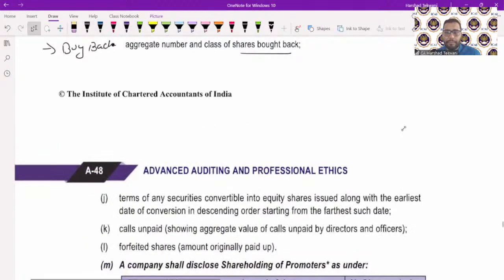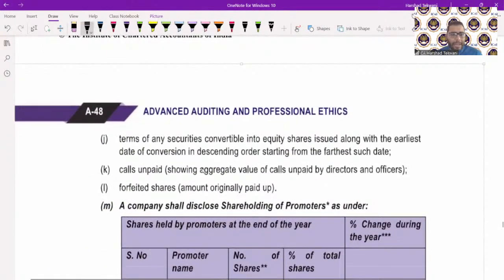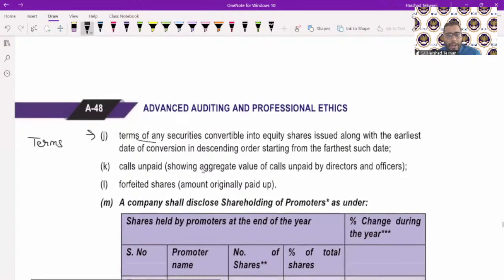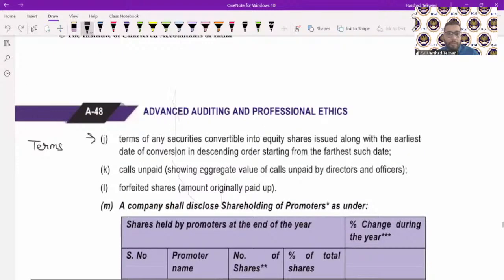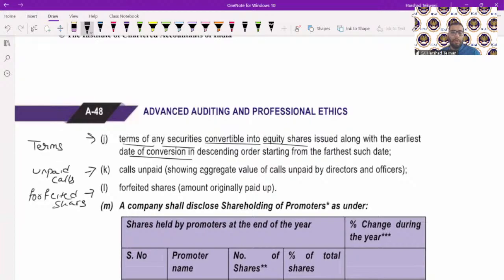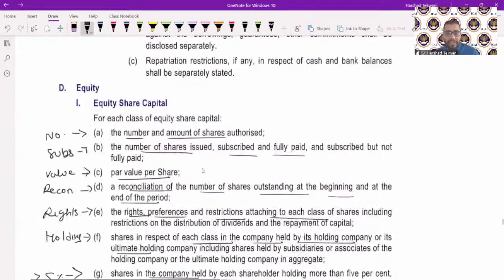Then you are required to disclose the terms of any security convertible into equity shares. So if there are terms and conditions mentioned and the date of conversion, then you need to provide that. Then unpaid calls and forfeited shares.